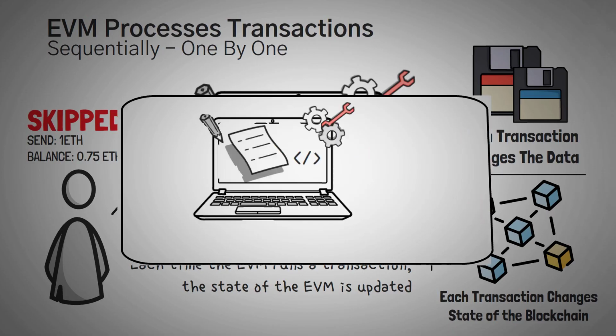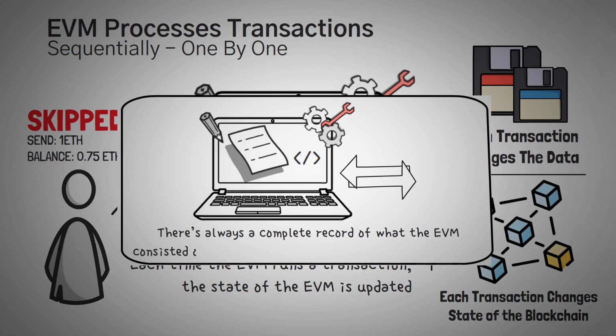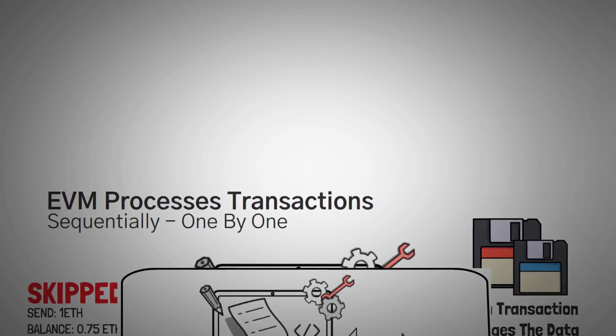In short, what this means is that each time the EVM changes or processes a transaction, there's always a complete record of what the EVM consisted of before the transaction and after the transaction, and this list of transactions is what we call the blockchain.